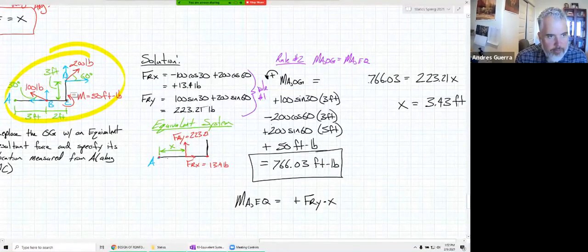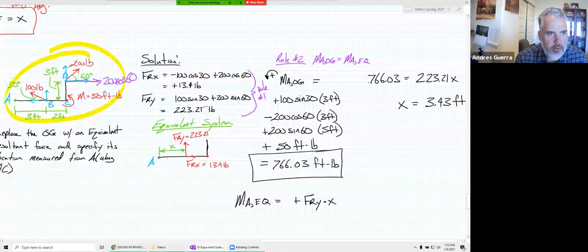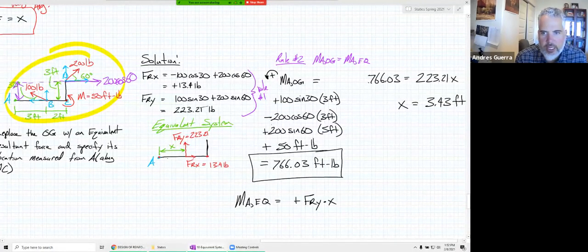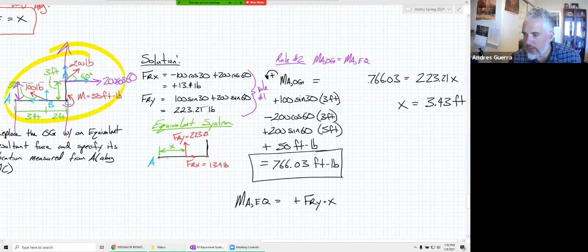But if I have this is my 200 cosine of 60, right? Is that one right there. And so how far is that line of action from A? It's that 3 foot distance right there. And then the 200 times the sine of 60, which is this one, that's where I use the full 5 feet. Okay, thanks for asking that question, Basil.